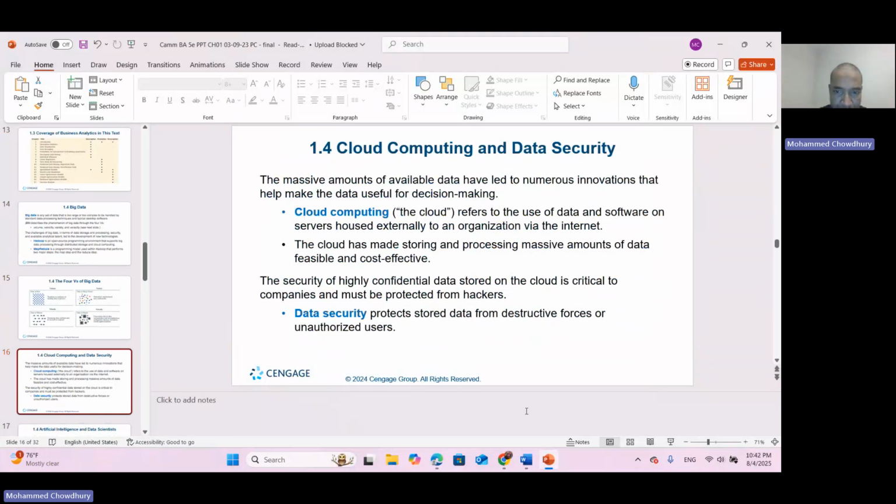The security of the highly confidential data stored on the cloud is critical to companies and must be protected from hackers. Data security protects stored data from destructive forces and unauthorized users. So after data has been placed somewhere, the security of that data must be maintained. Otherwise, hackers will take out important information of individuals.